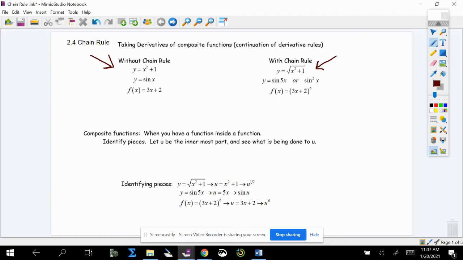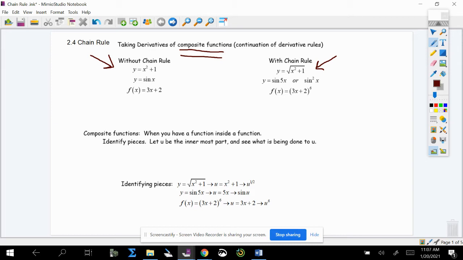Or what if the sine is being squared? So again, introducing another operation or another function. And then the last one, instead of just 3x plus 2, what if it's 3x plus 2 to a power of 6 or to a power of 3 or to a power of 1/2? The idea is I need the chain rule to take the derivative of what is called composite functions. Composite functions is basically like a function inside a function. It's a function that has multiple layers, is another way to think of it.